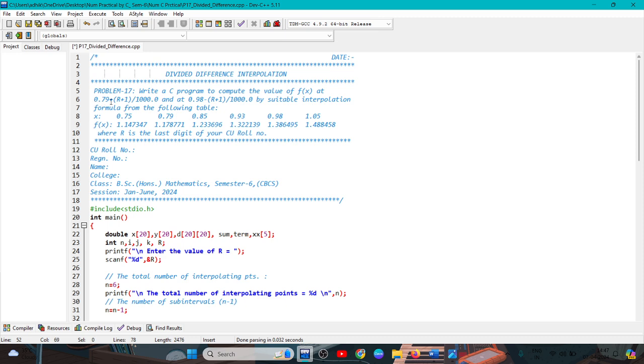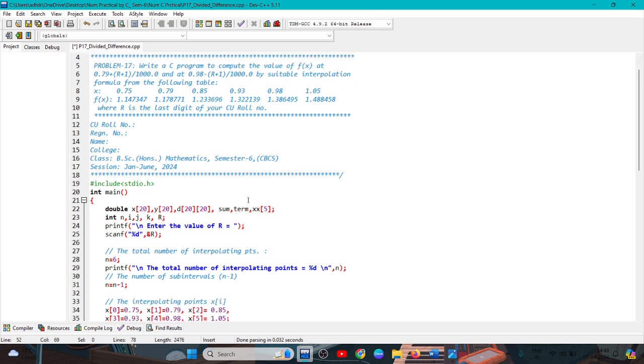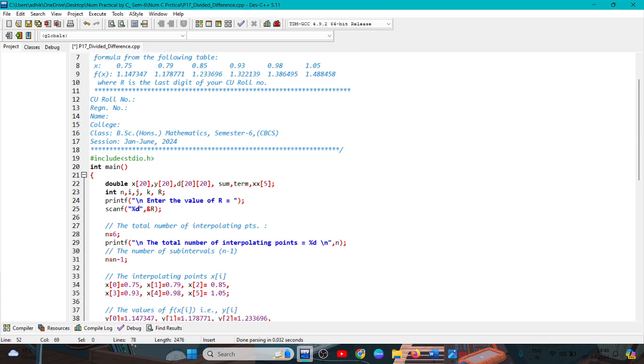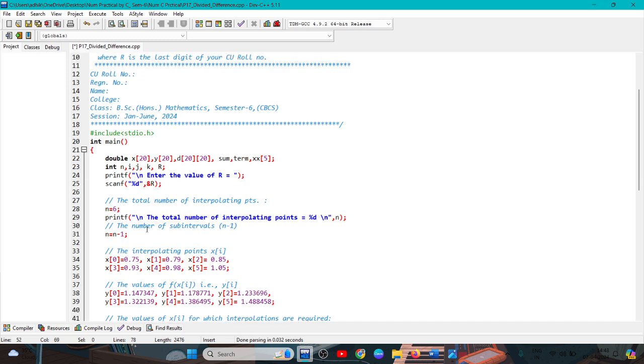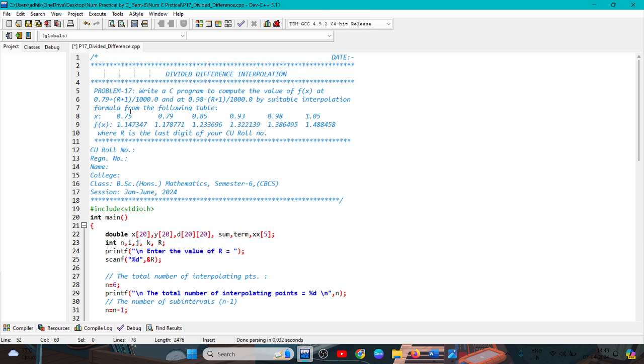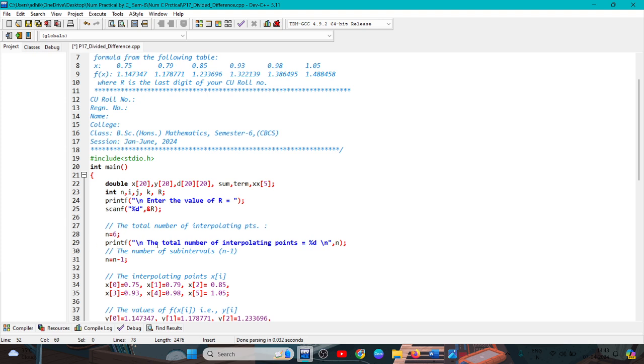This is 0.79 + (r+1)/1000, and this x6[1] is equal to 0.98 - (r+1)/1000. And the integer variables are n, i, j, k, and r. Enter the value of r, the last digit of your roll number, with scanf("%d", &r). And the total number of interpolating points, n, is equal to 6, because 1 2 3 4 5 6, so the total number of interpolating points is 6.